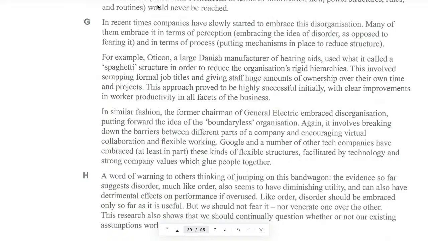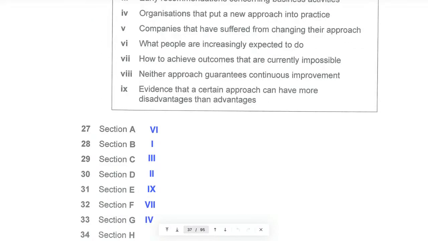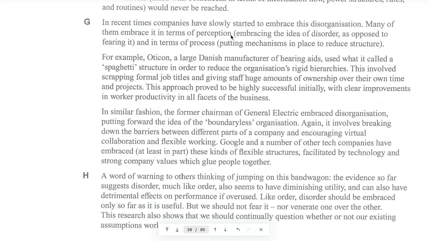Okay. Now I want to know exactly what is the new method here, because they say a new approach, right? What is that? Tell me the name exactly. What is the name of this new approach? What is that? Putting mechanism in place to reduce structure. No, that is the way they do it. That is the way they apply it in their companies. But that's not the name of the new approach. What is the name of the new approach? How do you call it?